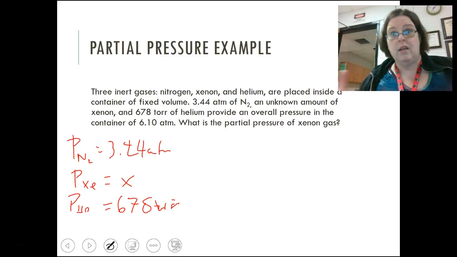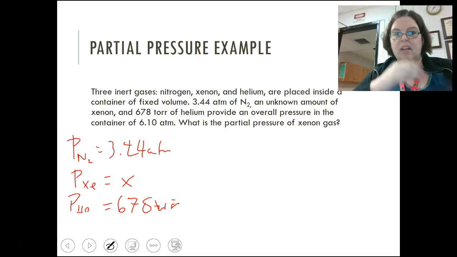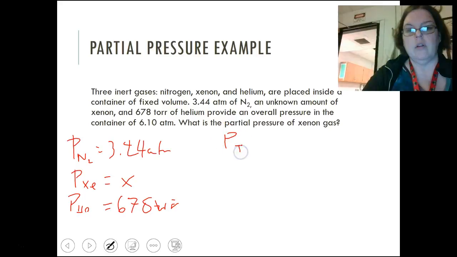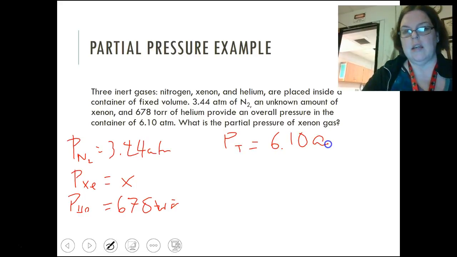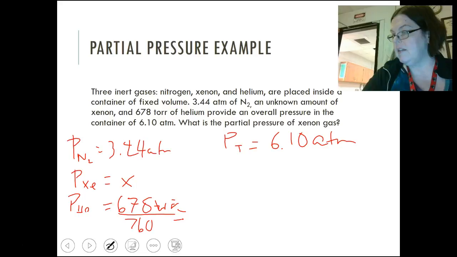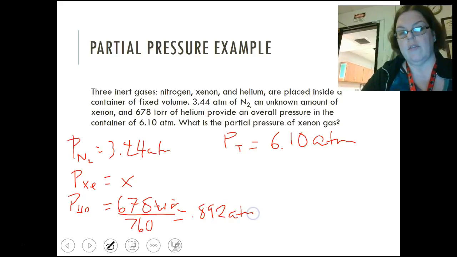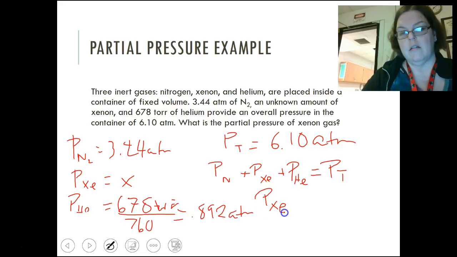Well, the first thing is I have to get the same pressures. I know that the total pressure in the container, P total, is equal to 6.10 ATM. Since I have ATM in two of them, I'm going to change torr to ATM by dividing by 760. When I divide by 760, I get 0.892 atmospheres for that. So basically, the P of the N2 plus the P of the xenon plus the P of the helium has to equal P total. So I don't know xenon, so I know that P of the xenon is equal to P total minus P of the N2 minus P of the HE.